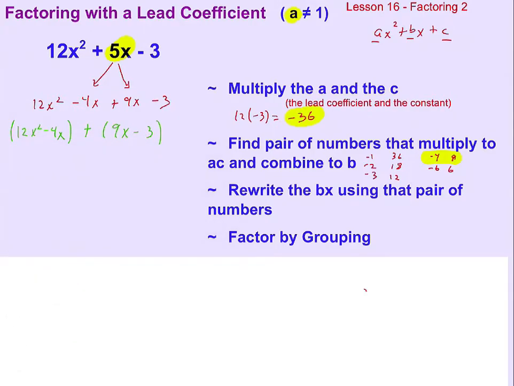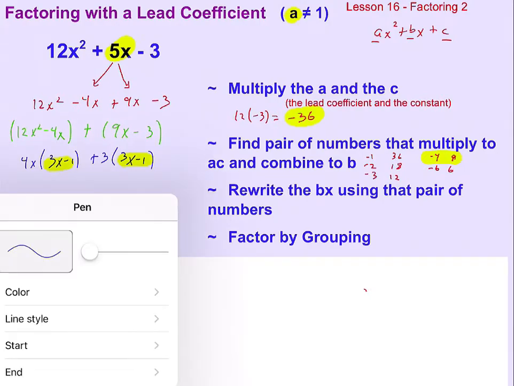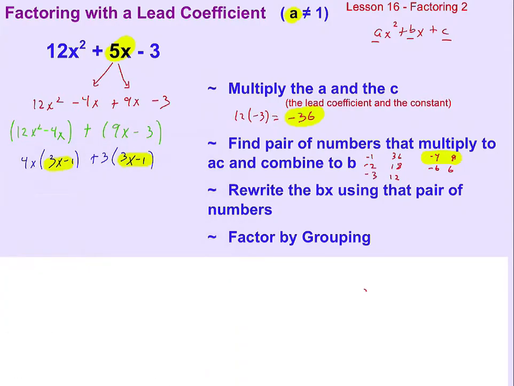So when I factor out a GCF, I'm going to pull out a 4x, leaving me with 3x minus 1. And from the second pair of terms, I can factor out a 3, which also leaves me with 3x minus 1. And again, this is that 3x minus 1, 3x minus 1. That's what we need to see. That's what allows us to continue factoring, undistribute the 3x minus 1, because now that's the greatest common factor, leaving me with 4x plus 3. And that's your answer.